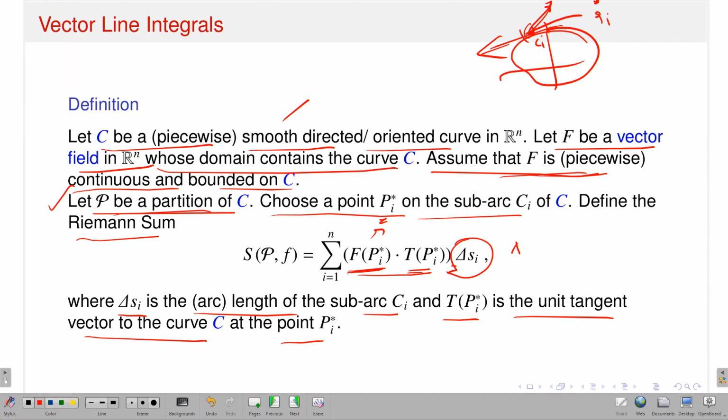So now I will have a Riemann sum, and then you take finer and finer partitions, and if the limit exists, that limit is what is called the vector line integral. I hope it is clear what the difference is between scalar line integral and vector line integral. For the vector line integral, you start with a smooth oriented curve in Rn, start with a vector field capital F whose domain contains your curve C, and then take a partition of your smooth oriented curve C, you know the meaning of partitions, into finitely many subarcs, take an arbitrary point Pi star in that subarc Ci, and make a Riemann sum. How do you make a Riemann sum this time?